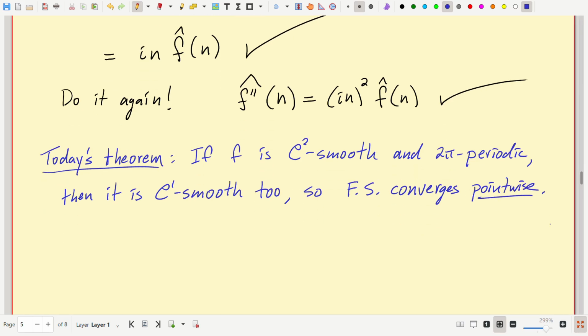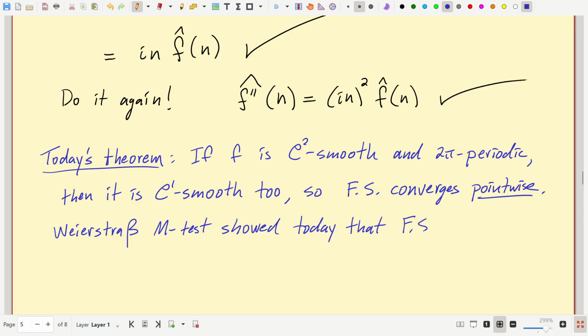And we also know that the Weierstrass M test showed today that the Fourier series, so it's just like the harpsichord problem, converges uniformly.